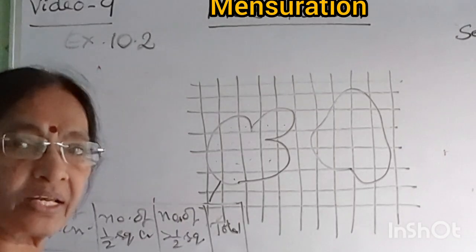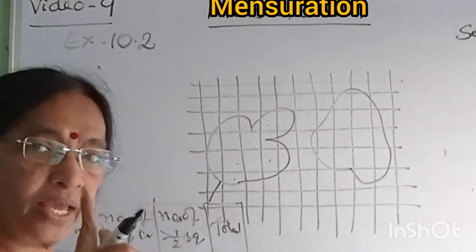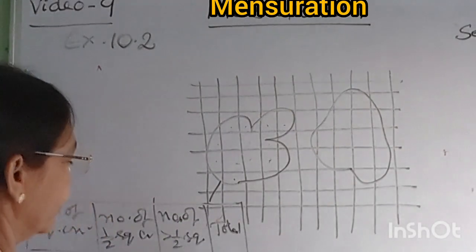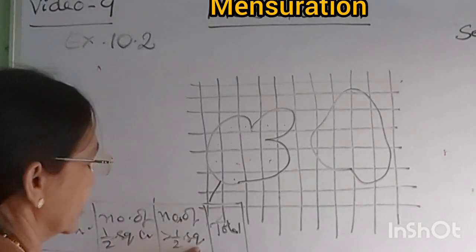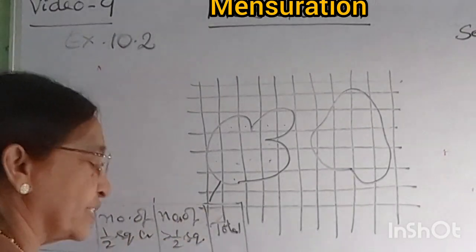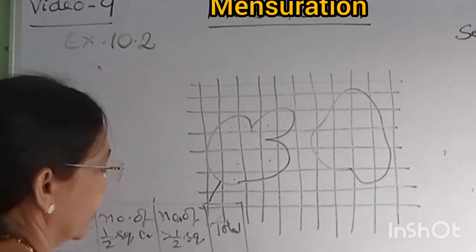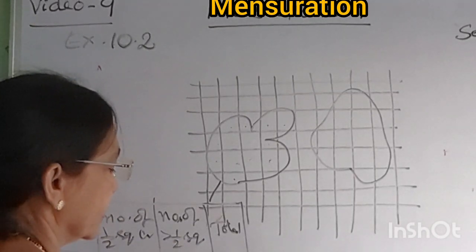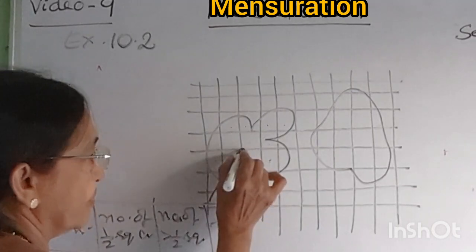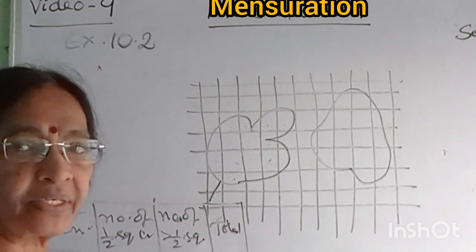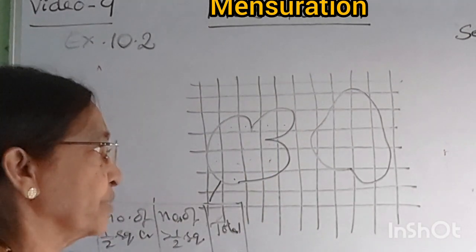Each greater than half square centimeter is taken as 1 square centimeter. Therefore, 8 greater than half square centimeters are equal to approximately 8 square centimeters. Therefore, 5 plus 8 is equal to 13 square centimeters. The area of this figure is estimated as 13 square centimeters.